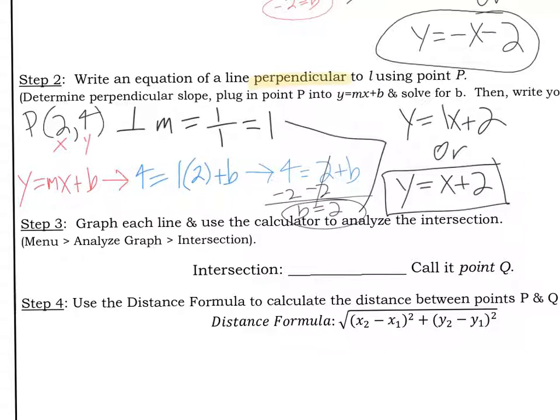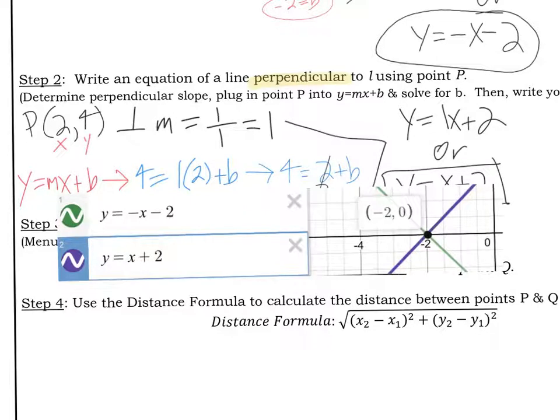Okay, so now we have our original line, and then this is a line that runs perpendicular to it and will contain the point P. So now we need to get the intersection of that. If you're using a TI-Nspire, you'll want to graph both of these and then do menu, analyze, intersection. For me, I just use Desmos. All you have to do in Desmos is graph both lines, and then you just tap where they intersect.